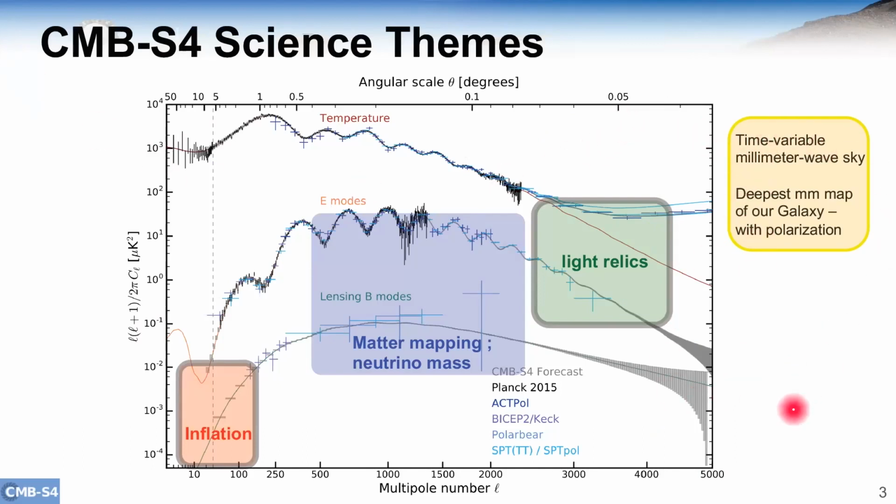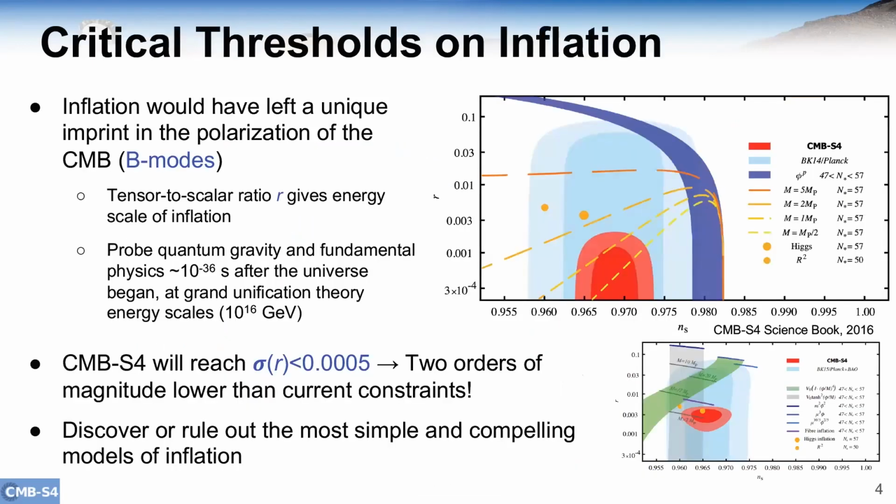What we're also doing is making a general map over this range of frequency, these sub-millimeter and millimeter wavelengths of the universe, and in particular of our galaxy. And so from CMB-S4, you'll get the deepest millimeter map of all the astrophysics that's going on in the millimeter wavelengths with polarization. And transients as well. I'll talk a little bit about that.